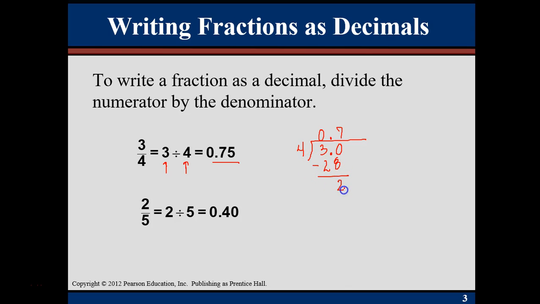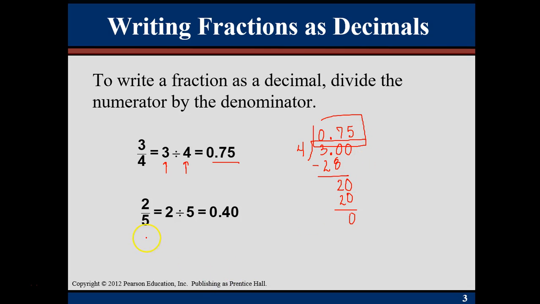Subtract, and you're left over with 2. Add another 0 and bring down that 0. Now we'll look at 4 into 20. That's 5 times. 4 times 5 is 20, so I have no remainder, and I don't need to add on another 0. The quotient is 0.75.